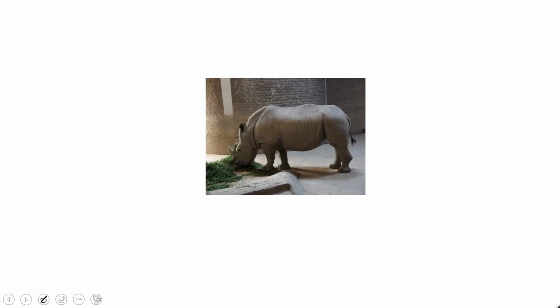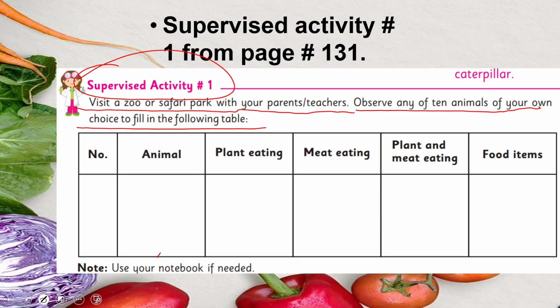This is a rhinoceros. This is from Lahore Zoo. I clicked this picture from Lahore Zoo. So you can see that it is feeding on plants. So when you write here, you will write rhinoceros and then you will tick it's a plant-eating animal and you will dash food item. It feeds on plants and leaves. Okay, so this is how you will complete it.